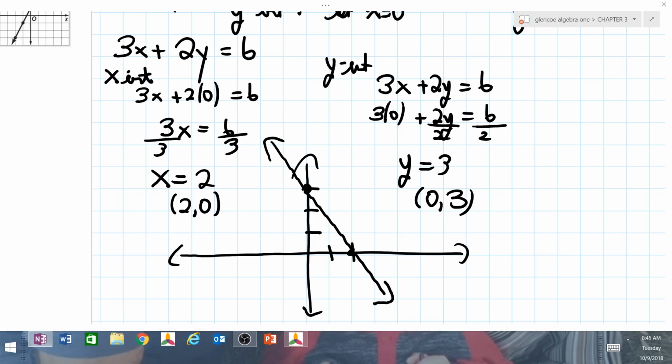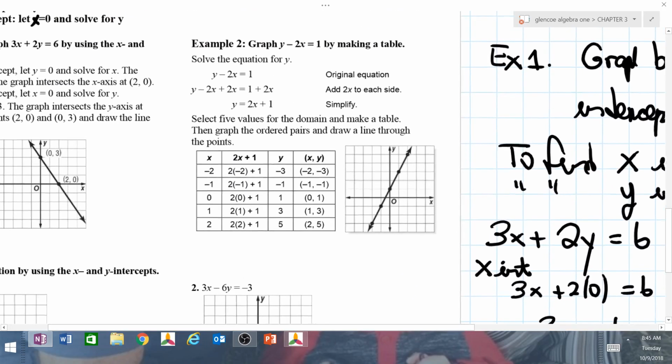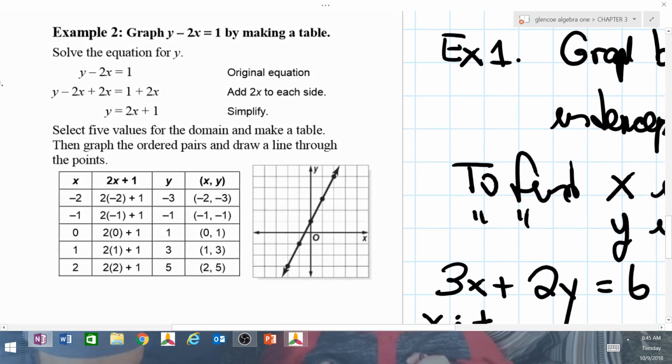Okay, so let's try a couple. I think it's easiest to graph an equation of a line by finding the x and the y-intercept. Example 2 in our notes says to make a table. Example 2, y minus 2x equals 1 by making a table. If you're going to make a table, the easiest thing you have to do is solve that equation for y first.